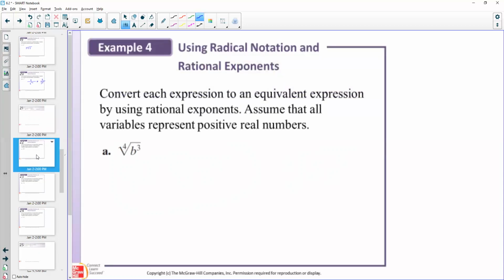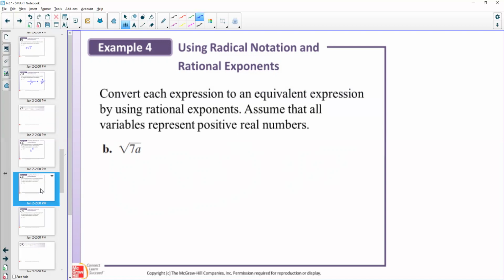All right, now we've got to go the other direction. We are going to make rational exponents, so we're going to make the fraction. This one is the 4th root of b cubed. That means I need a b. The root is always the denominator of my fraction. The exponent is always the numerator, so it's b to the power of 3 over 4.